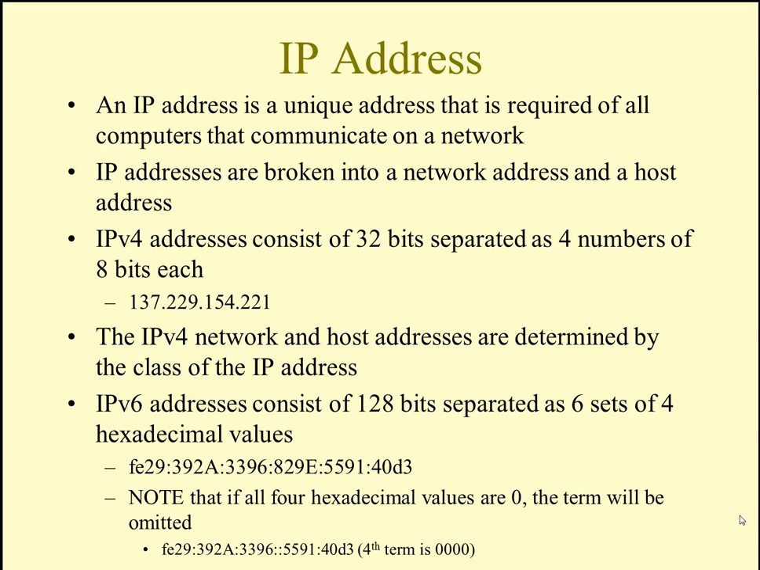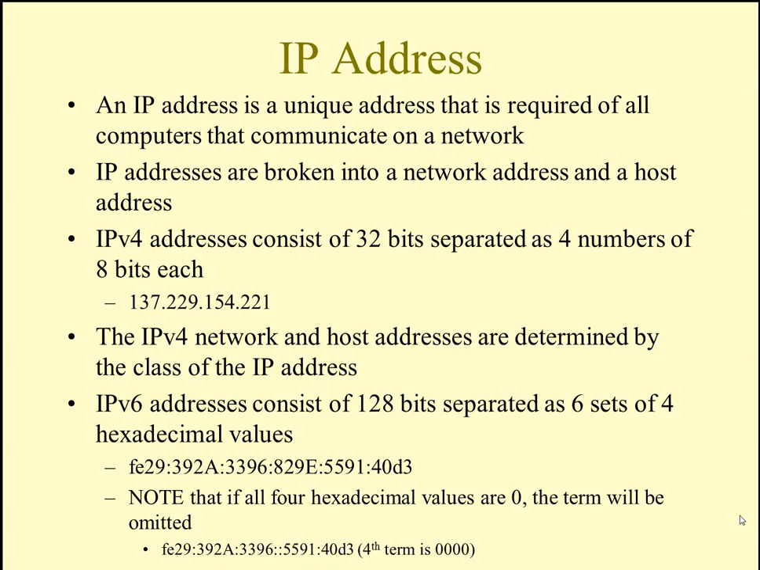We have IP version 4 addresses that we've discussed that are 32 bits separated as 4 numbers of 8 bits each. There's an example. This is a UAA IP address. I know this because it's a class B IP address starting with the network address 137.229. The host address is 154.221. And for those of you who are curious, I just pulled this number out. This is not the IP address of my own computer.